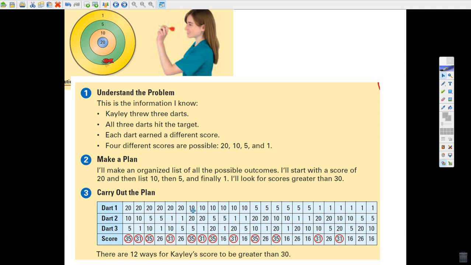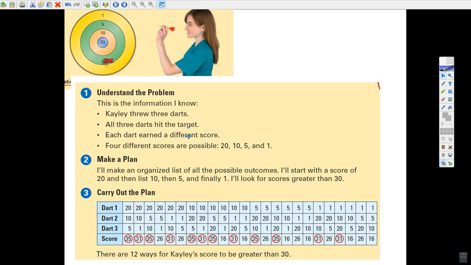What about if she throws a 10? Well, there's 6 different ways that can happen, and there's 6 different ways for a 5 and 6 different ways for a 1. Now, all she does, she writes down all these things, and she writes out how many add up to more than 30, and she puts a red circle around them. And she gets 12. There's 12 ways for her to score greater than 30.